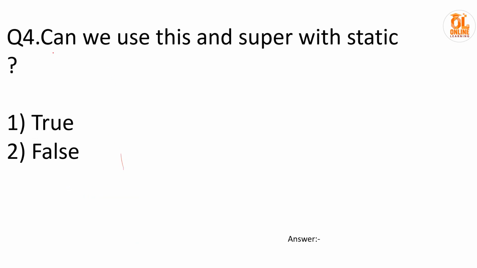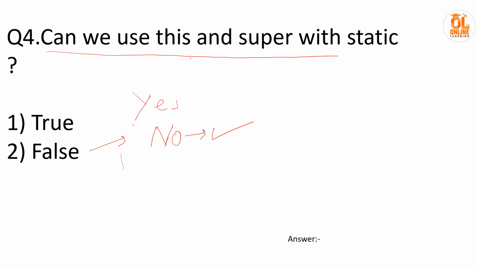Now it is given, can we use this and super with static? Is it true or false? The answer is, can we use, the option should be yes or no. So the option is no, because this refers to the current object and super refers to the parent object. So both are objects and are created after the object is formed.